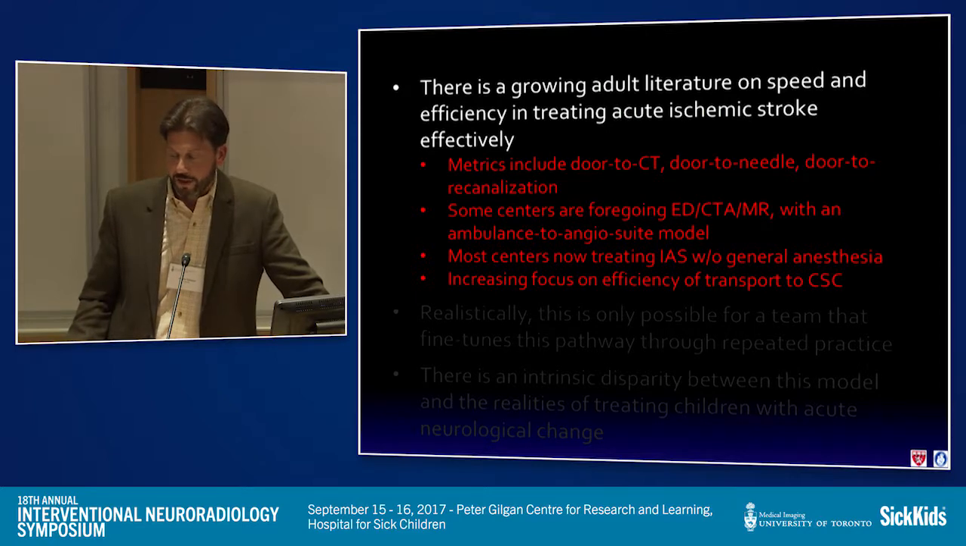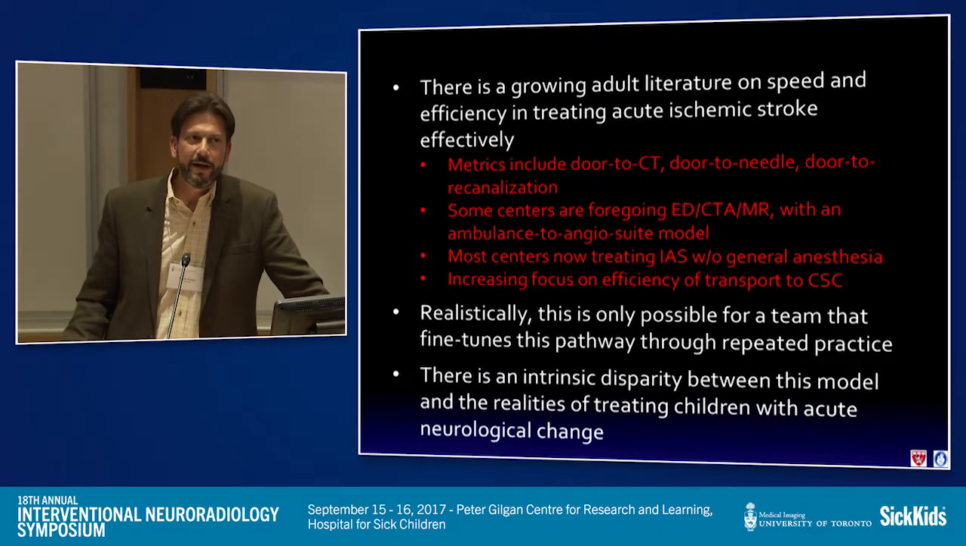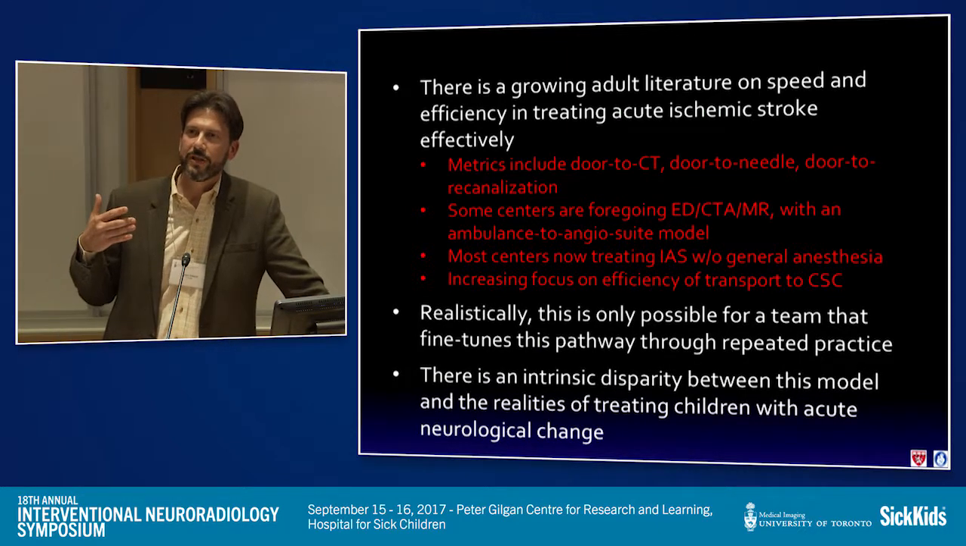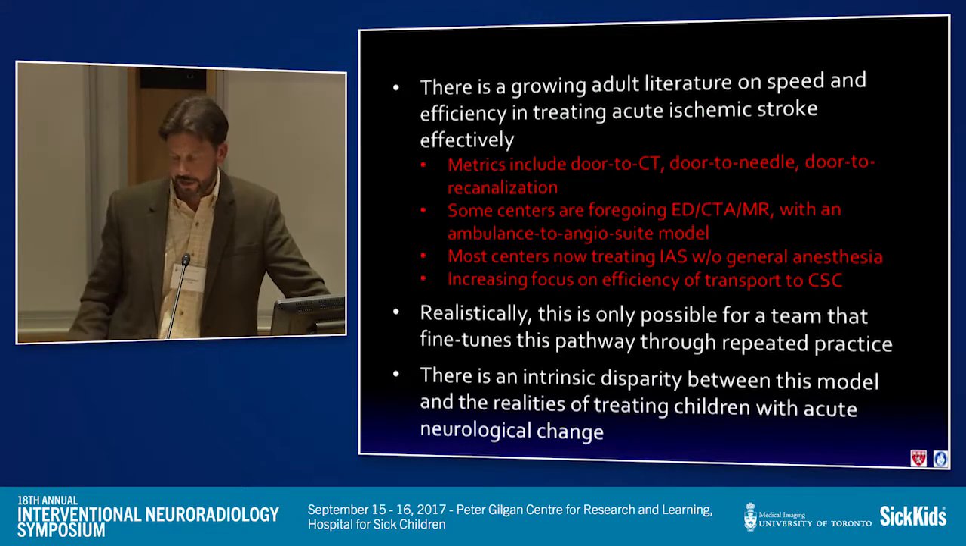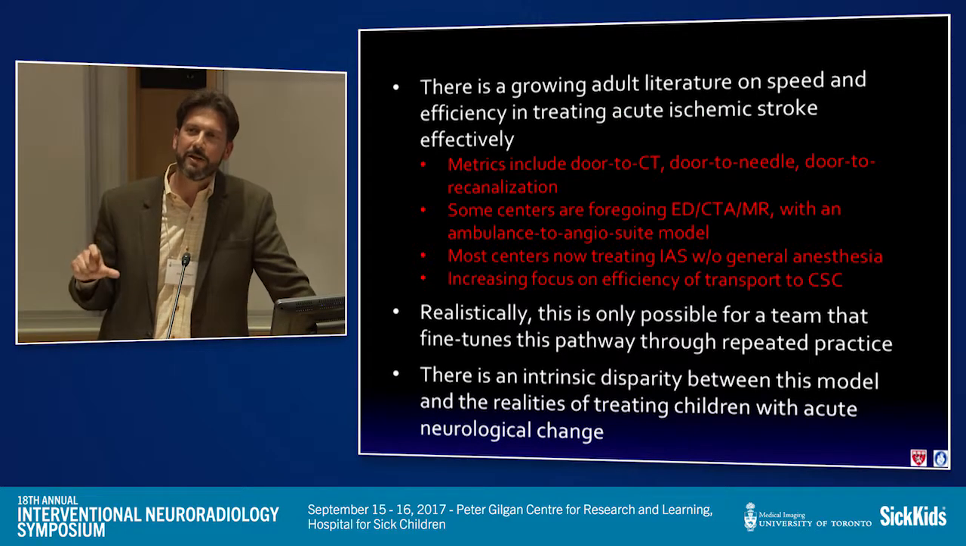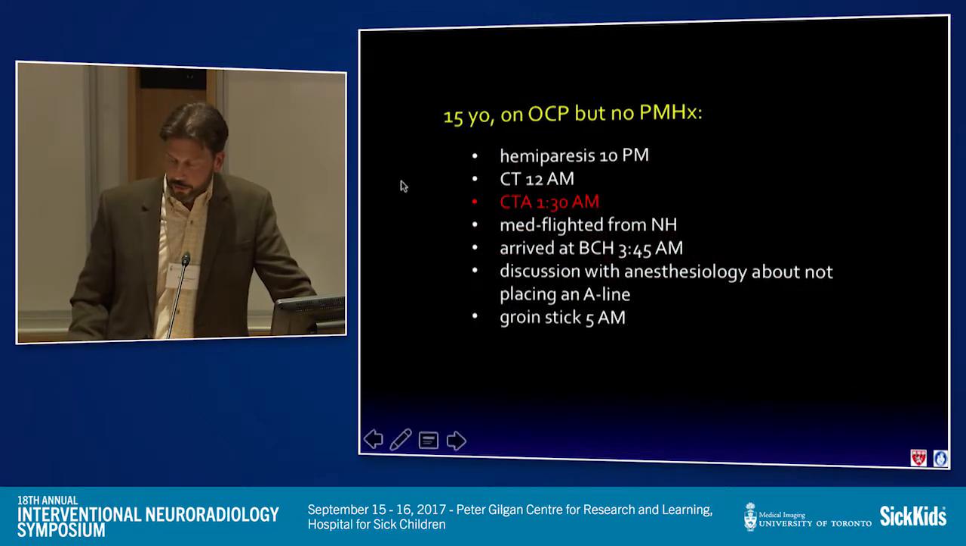And centers are doing things like not using GA, which we just talked about. And realistically, things like that are really only possible for a procedure that you're doing repeatedly with the same team, and you can really hone down and get an efficient pathway in place. So there's just an intrinsic disparity between that kind of model and the reality of treating children with acute neurologic change.